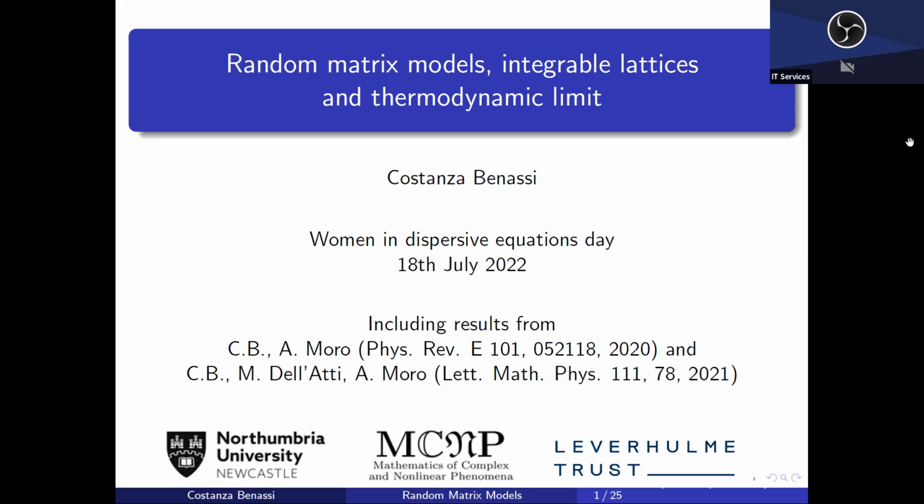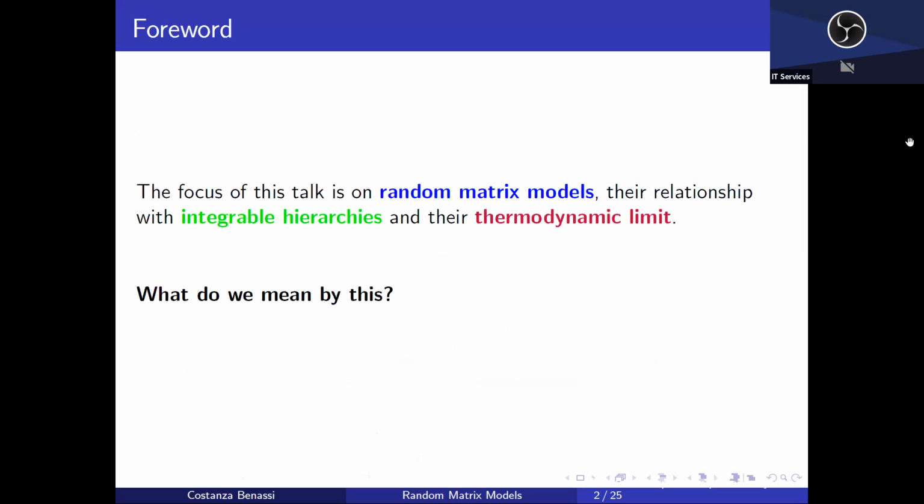Great. So the focus of this talk is on random matrix models and the relationship with integrable hierarchies and the thermodynamic limit. And I do realize there are a lot of words here. So the first thing I want to do is to try and explain briefly what I mean by these words before we actually go on. Okay, great. So first of all, let's try and understand what all of these mean.